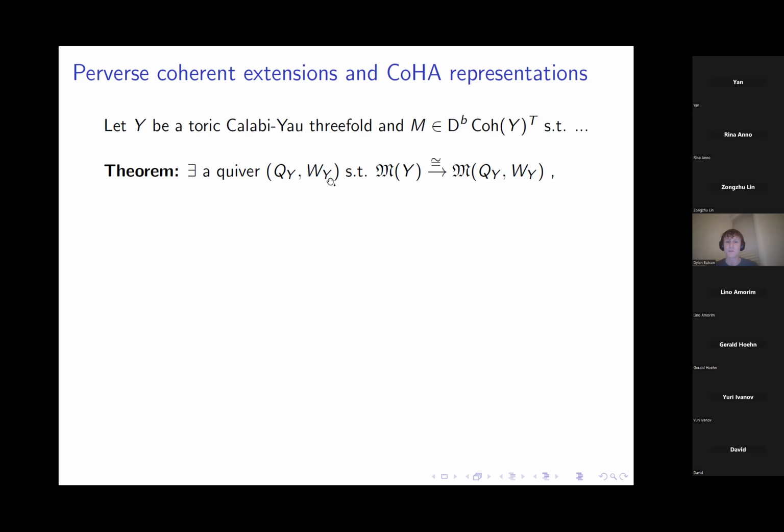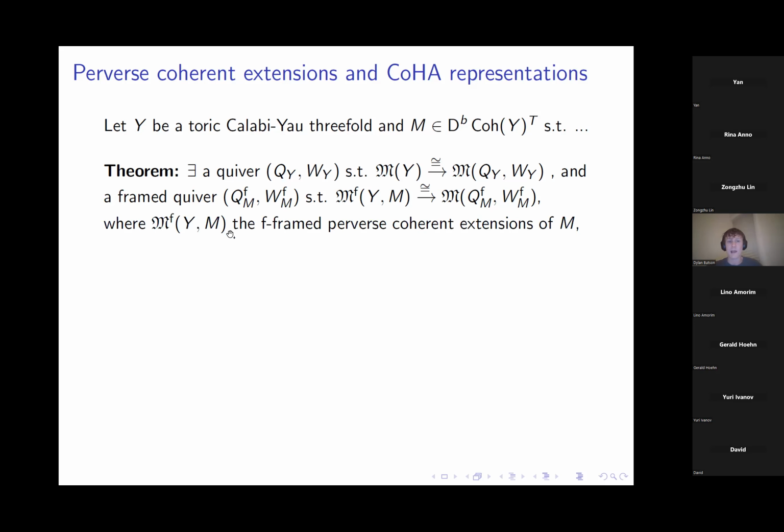So there exists a quiver, first of all, depending just on the threefold, such that the moduli stack of compactly supported perverse coherent sheaves on the threefold is equivalent to that of finite dimensional representations of a quiver with potential. And moreover, when you fix this auxiliary object M, together with a little piece of extra information I'll mention in a minute called a framing structure, then there is a framed quiver with potential, which extends the principal unframed quiver that you would get just from the threefold, and such that the stack of representations of the framed quiver with potential also admits a geometric description.